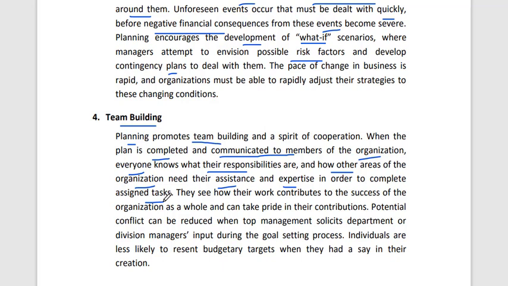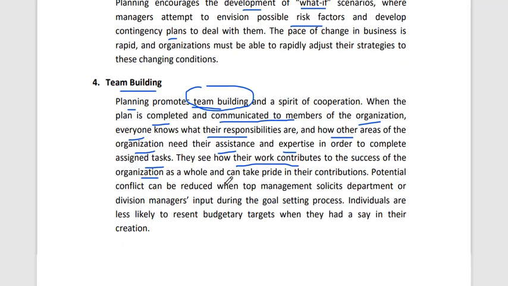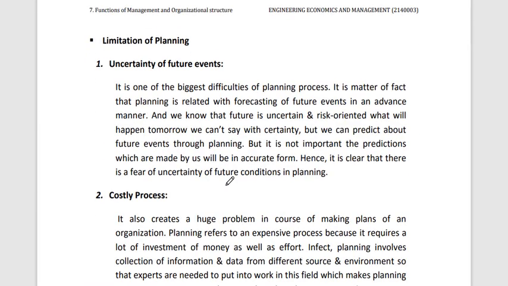In addition, it promotes team building and completing the work, and they know how their work contributes to the success of the organization. Then next is limitation. What are the limitations of planning?